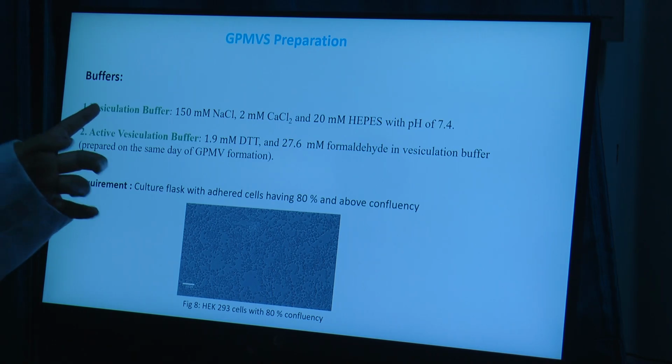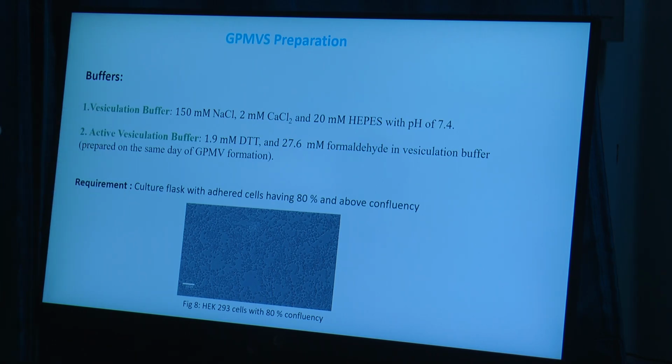And second is the buffer which we need to prepare. There are a number of methods; we can even extract these GPMVs with mechanical methods, like with micropipettes. But today what we'll be doing is chemical induction methods with the chemical.